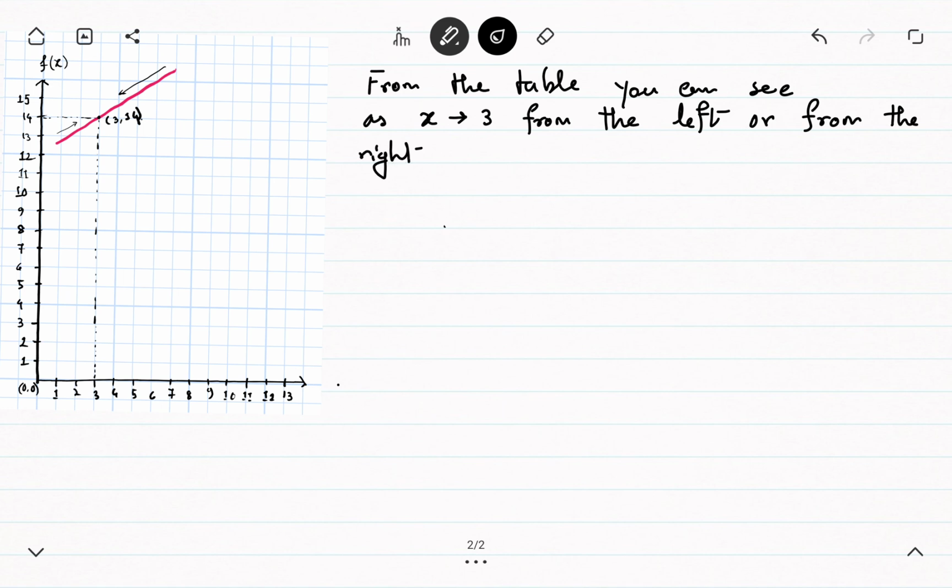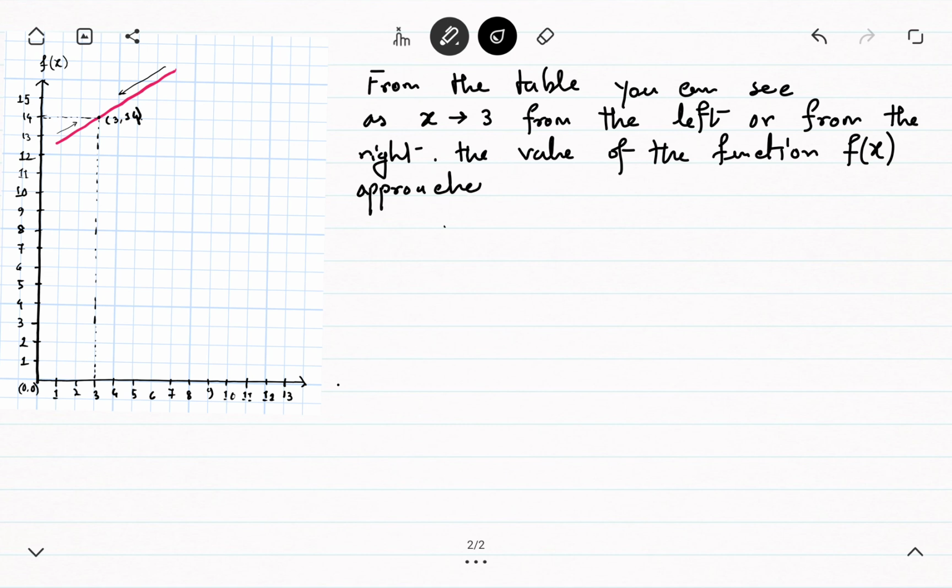The value of the function, that is f of x, approaches 14. So it appears that we can make the value of the function as close as we like to 14 by taking x sufficiently close to 3.